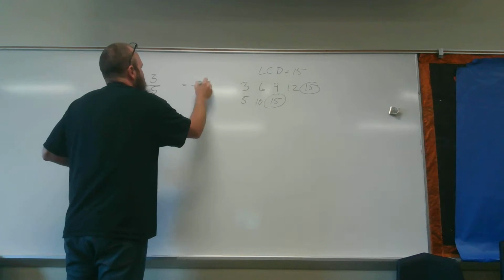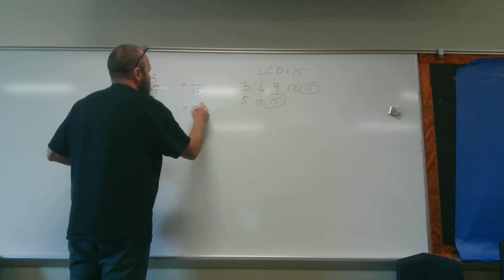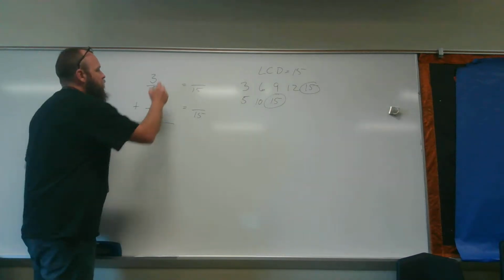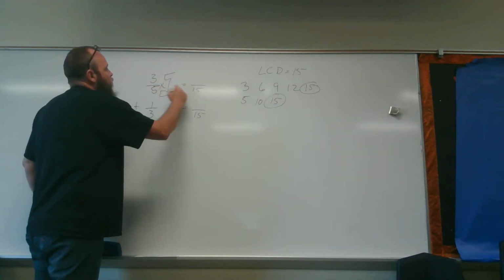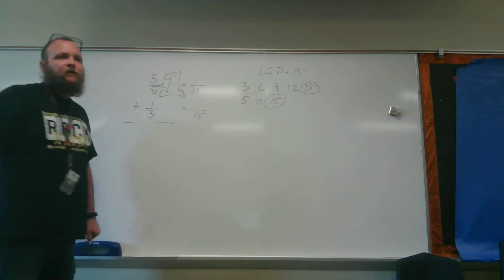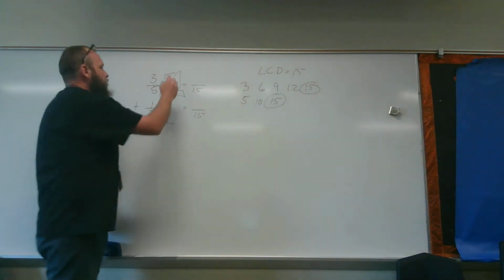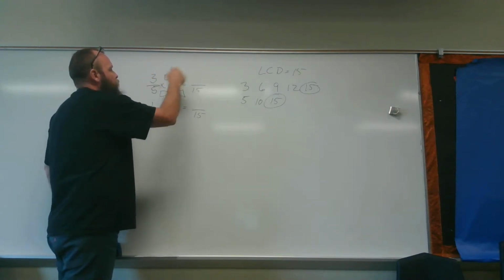I change these so they're both over 15. I don't want to change the value, so I must multiply by a fraction that equals 1 that will give me a denominator of 15. What do I multiply by 5 to get 15? Thank you for telling me that. It is 3. 3 times 3 is 9.